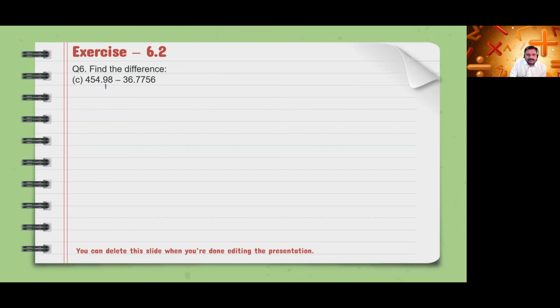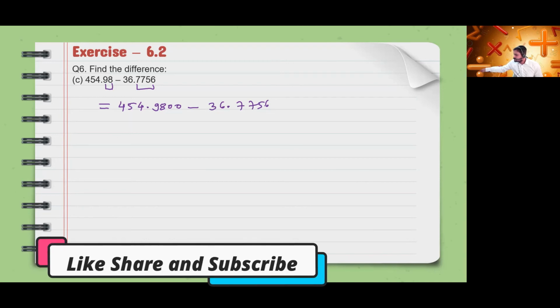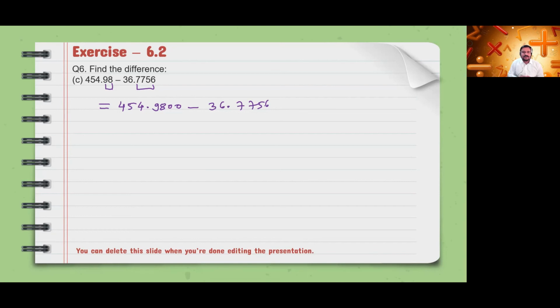Okay, next. Here again, these two are unlike decimals. So first we will convert them into like decimals. So this will become 545.9800 minus 36.7756. Okay. Now, after converting it into like decimals, we will perform the operation.